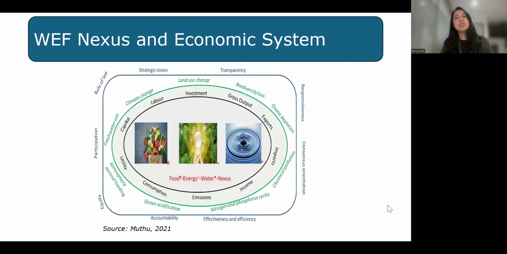Next, I will talk about the relationship between the WEF Nexus and the economic system. As you can see from the slide, the green circle represents the environmental system, followed by the black circle, which is the economic system, where capital and labor determine the gross output of the WEF sector. The trade relation defines how far the WEF sector is embedded into the current globalized economy. And as you can see from the outside of the circle, it also mentions that the management of the WEF should be based on the characteristics of governance, meaning governance is also important in helping implement the WEF Nexus together with other stakeholders.